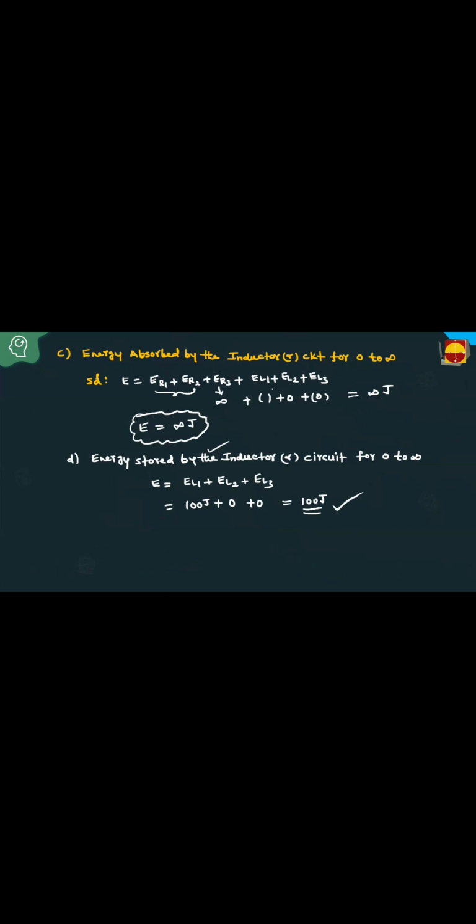Simple, sir. If a resistor is present, up to infinity means infinite joules. If the resistor is not present, up to infinity means you have to take the energy stored by the inductor initially. If it is a constant, no energy, that is 0, then finally you can get the answer. Okay, like this you have to see the statement. Energy stored by the inductor or energy absorbed by the inductor. Energy stored means only inductor. Energy absorbed means inductor and resistor. Even though only inductor is named, you have to take inductor and resistor.